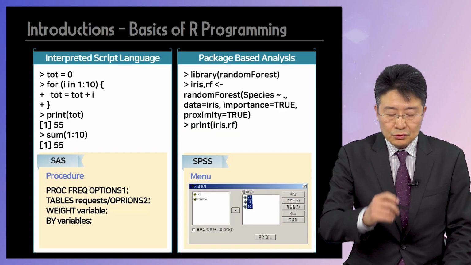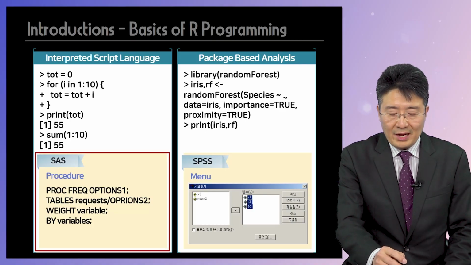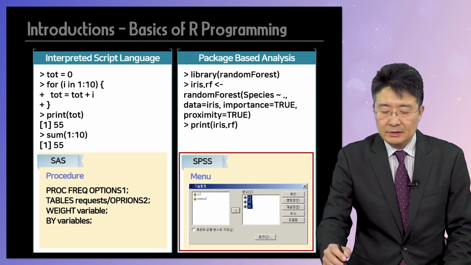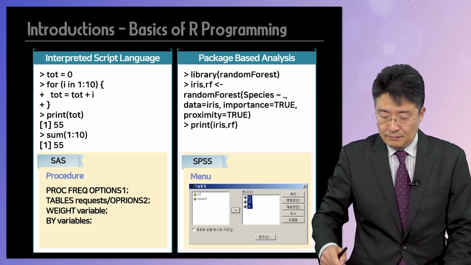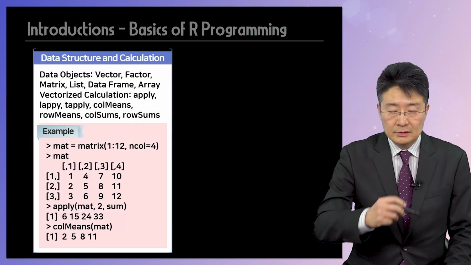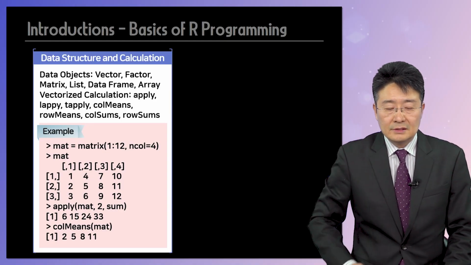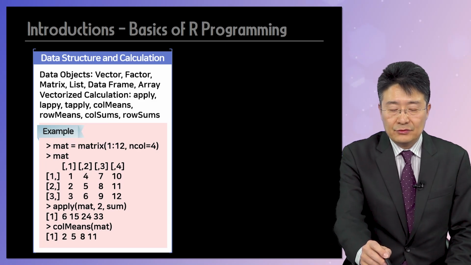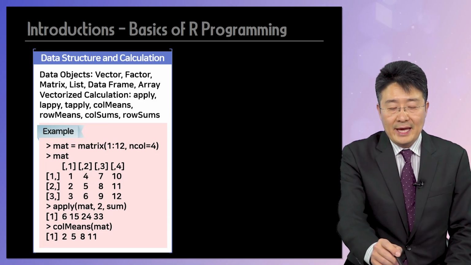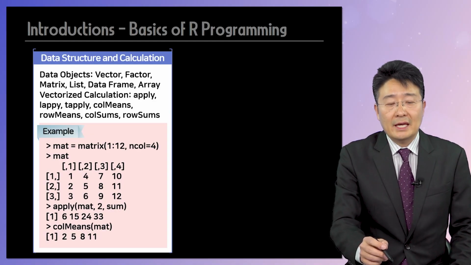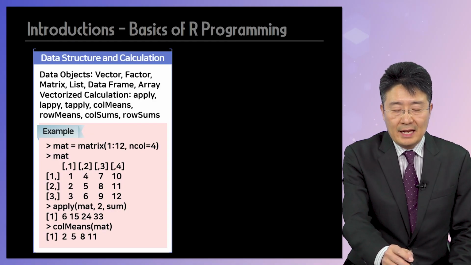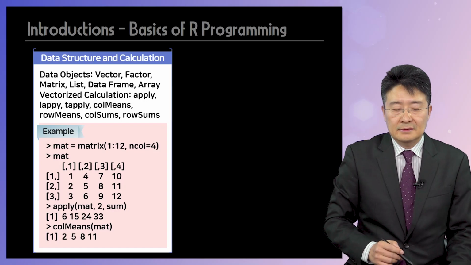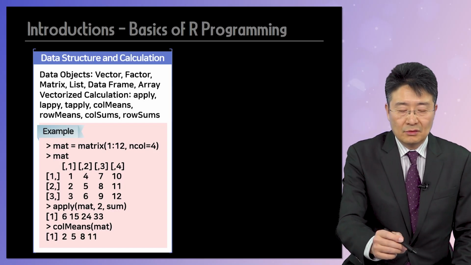Also, you can see a procedure approach in SAS here, and a click and button approach in SPSS here. Also, there are some data objects in R: vector, factor, matrix, list, data frame, array. Then we can utilize some vectorized calculation: apply, lapply, tapply, something like that.